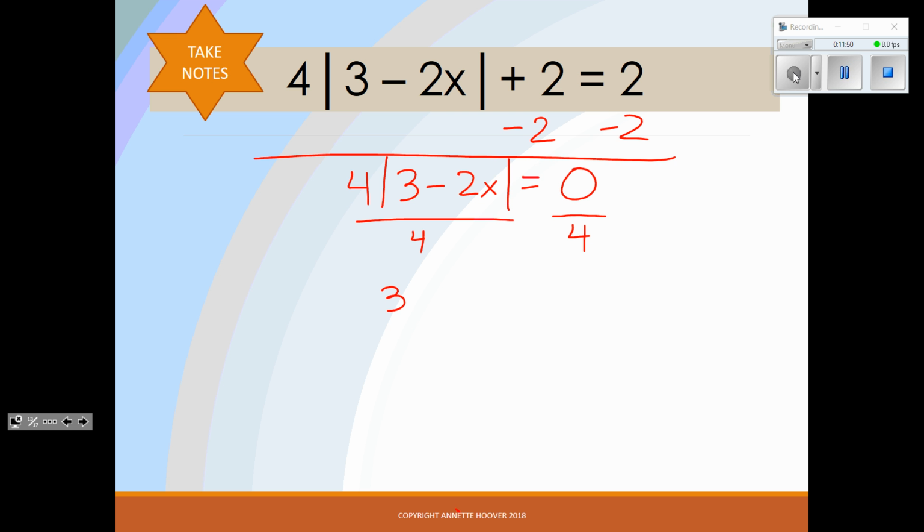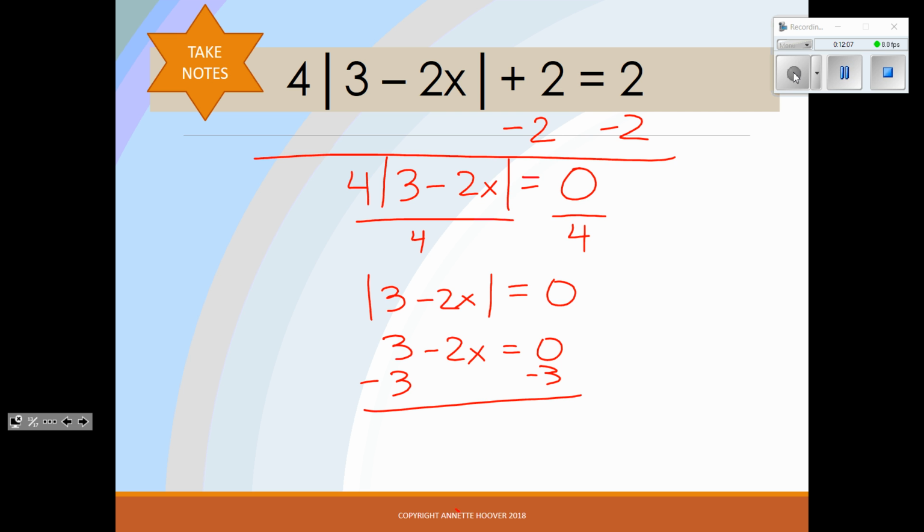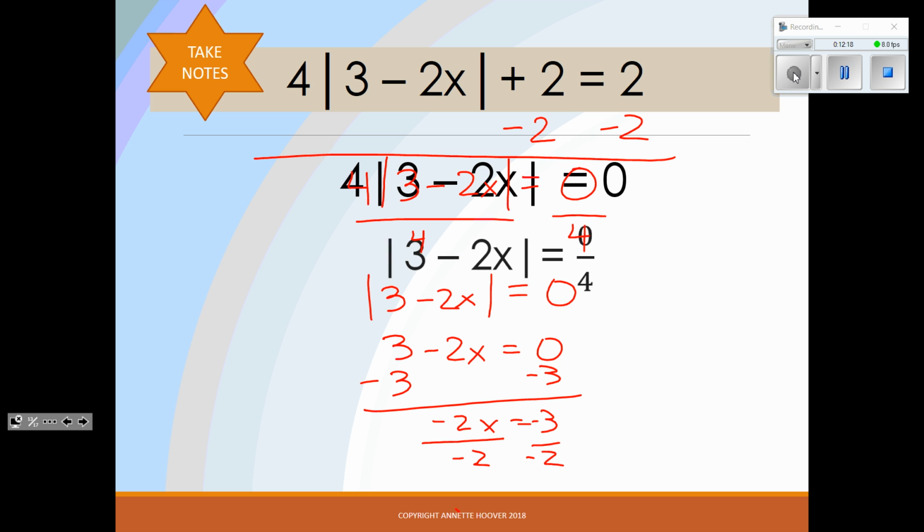And we know that 0 divided by 4 is 0. Since this is set equal to 0, we can't do the opposite of 0, so we only have one equation. So we drop the absolute value sign and solve, first by moving the 3 to the other side. Negative 2x is equal to negative 3. Divide by negative 2. That's supposed to be negative 3, so it would be a positive 1.5.